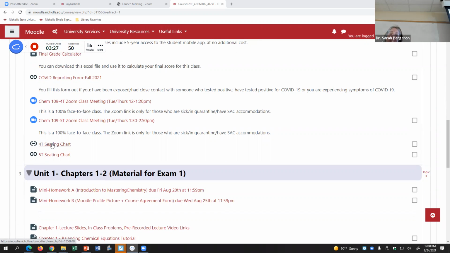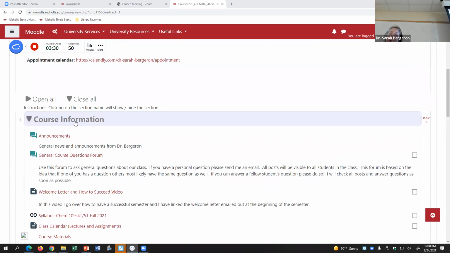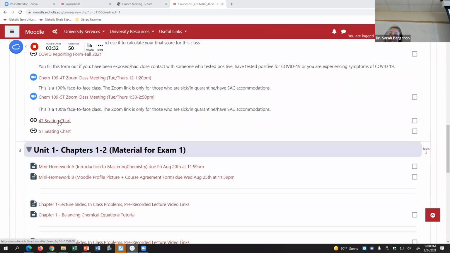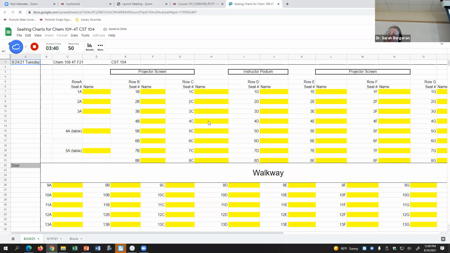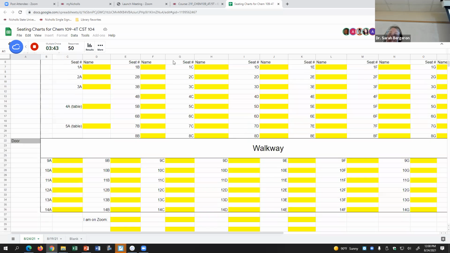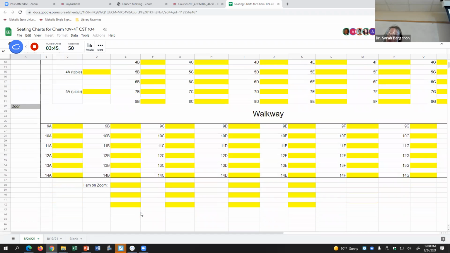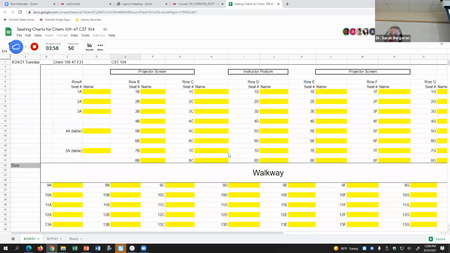So go to Moodle, under course information, go to 4T seating chart. Everybody should be doing this, whether you come in early, come in late, doesn't matter. If you are present in the classroom, you need to put your name in there. If you are on Zoom and you are at home only, put your name right down here in one of these yellow squares. Remember, your name only goes in a yellow square. I'll give y'all just a minute. Make sure that once you type in your name, you hit enter.